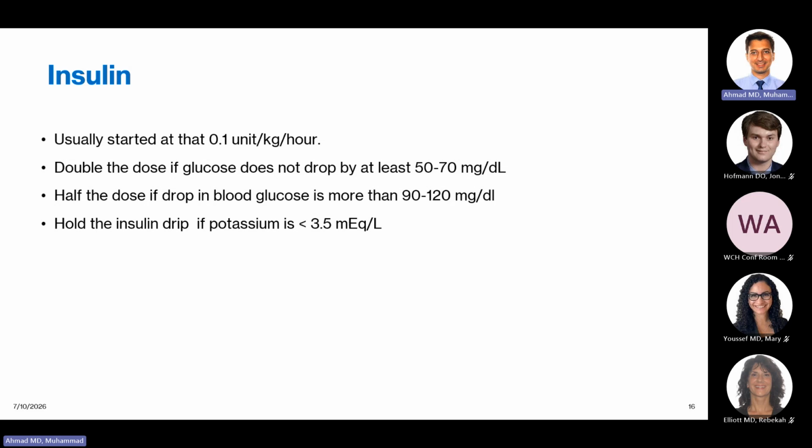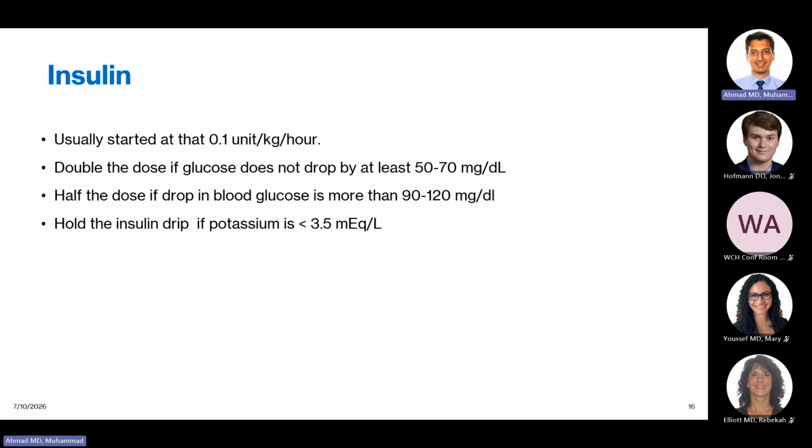So for the insulin, as we already discussed in the order set, it's already mentioned, but for boards, we need to know how much insulin to start the patient on right away when we see patients with DKA. It's usually 0.1 units per kg per hour. We need to know that for the boards. Because if we end up in other hospitals where they don't have the resources or the software, we have to manage DKA by ourselves.